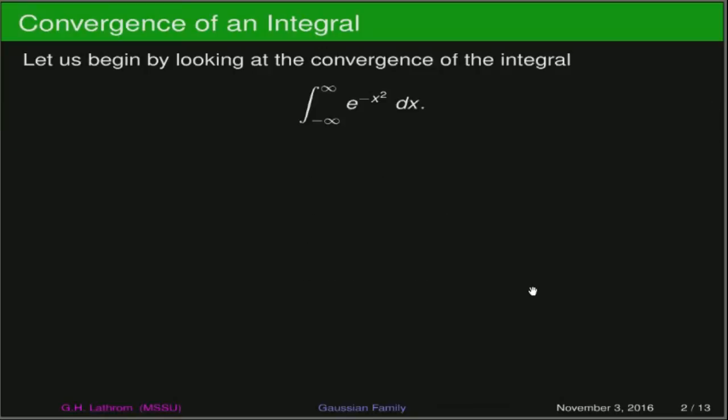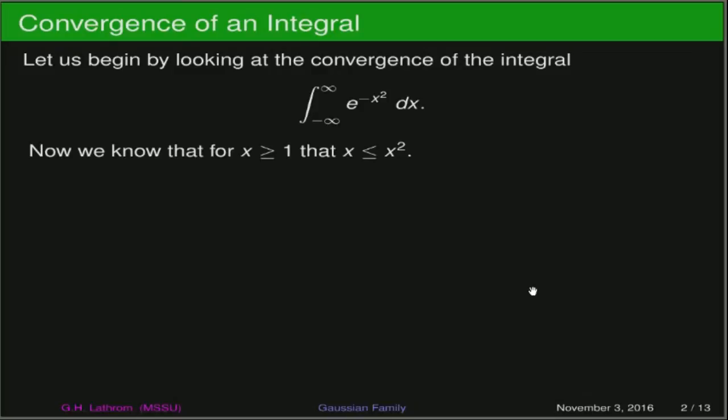So let's begin by looking at the convergence of the integral from minus infinity to infinity of e to the minus x squared. Now we know that for x greater than or equal to 1, we have the inequality that x is less than or equal to x squared.